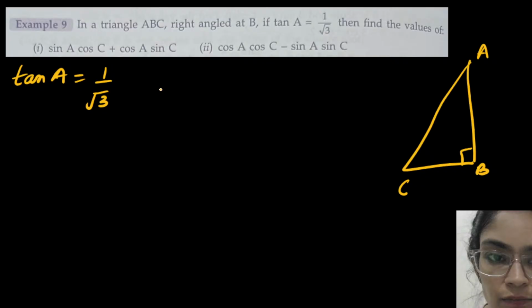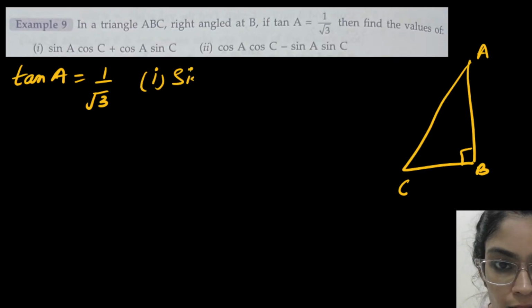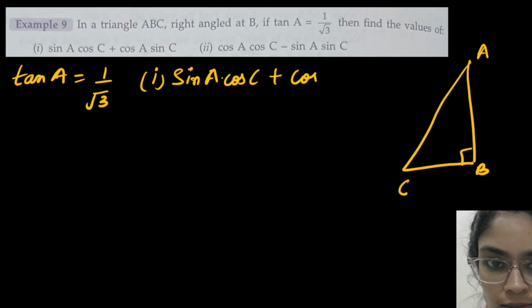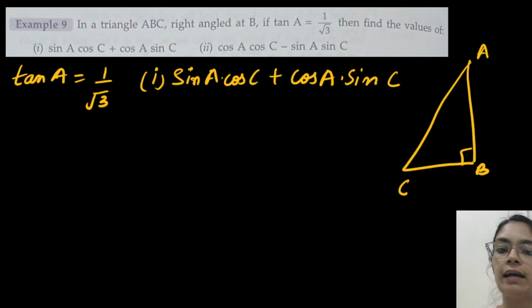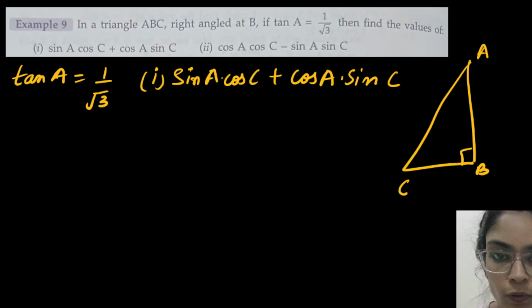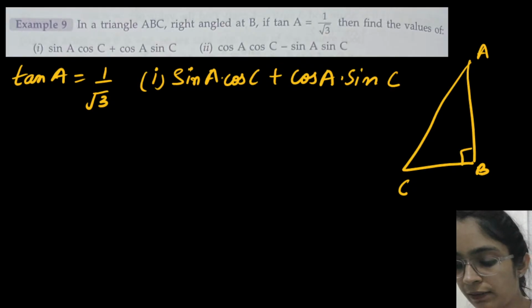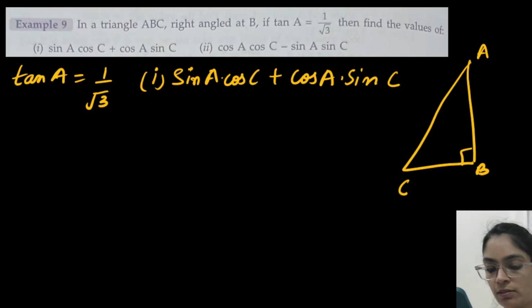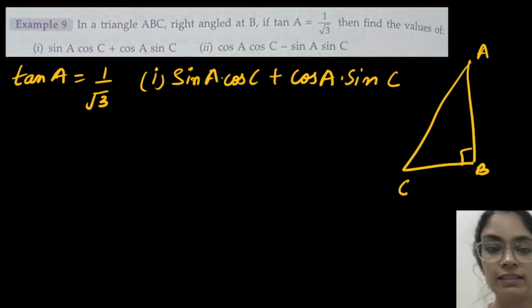Then find the value of these expressions. What is there in the first expression? In the first expression, I have to find the value of sin A into cos C plus cos A into sin C. So this is what I have to find. Now, the second also: cos A cos C minus sin A sin C. So we have to find this. Now what we will do? This is sin(A plus C), nothing else. Yes, this is the identity.